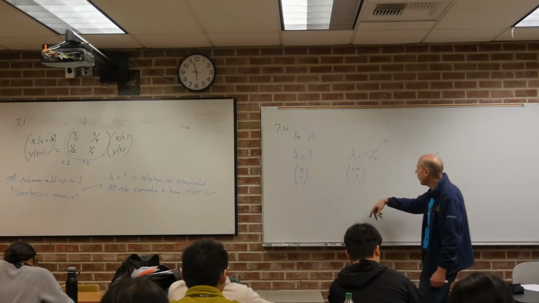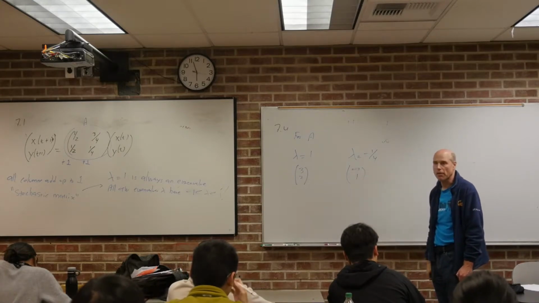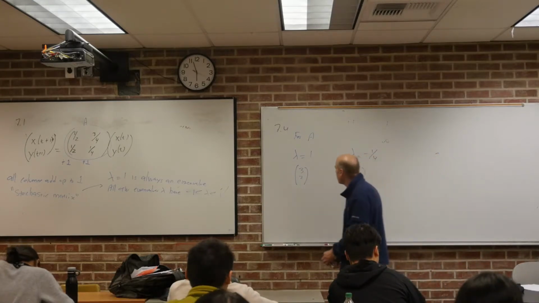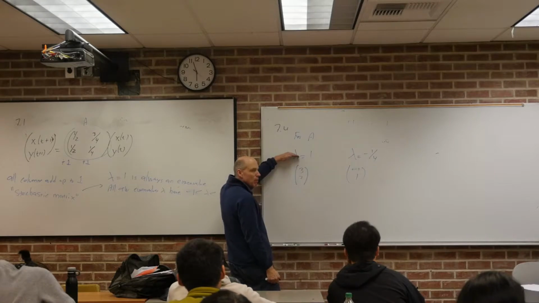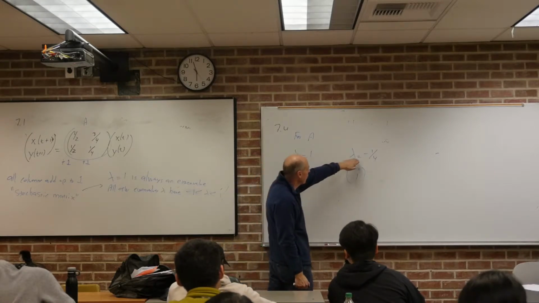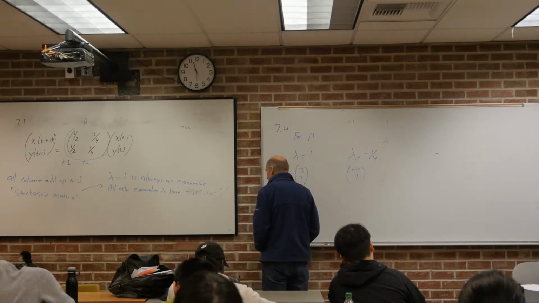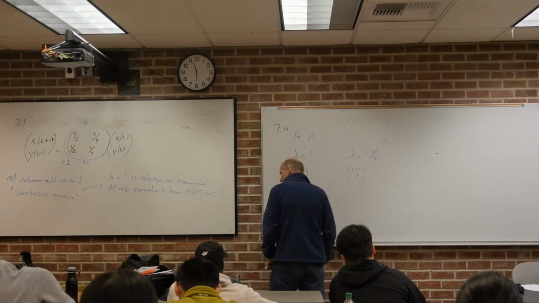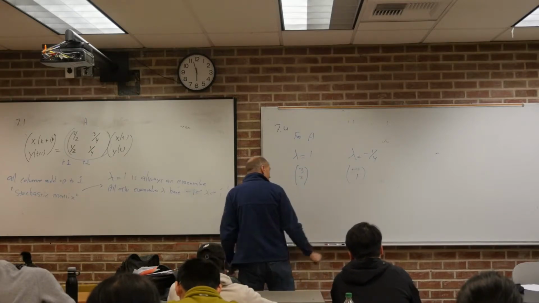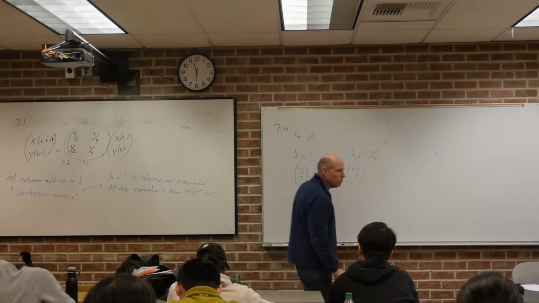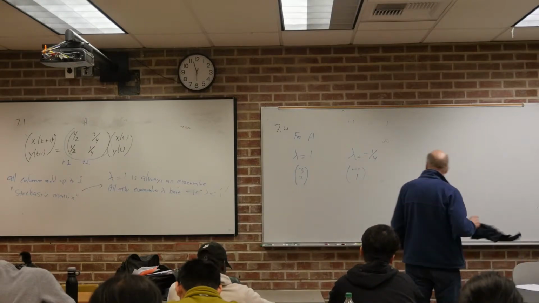So I just did all the busy work for you. That's what it comes out to. And as promised, we're always going to have a lambda equals 1 because it's stochastic. The other one's going to be -1. So I'm going to do this problem 3 different ways.